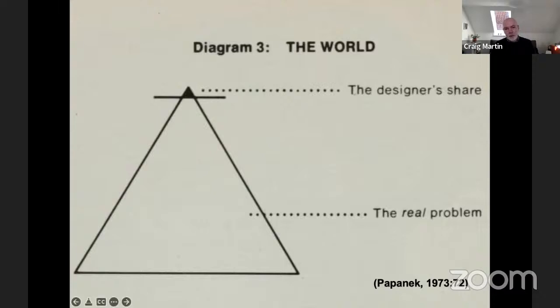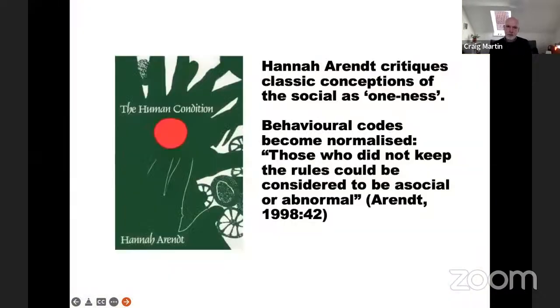So what I've been interested in trying to deal with this notion of the problems that designers encounter in the social world is actually thinking about what do we mean by this problem, this real problem? What are the real problems that designers are engaging with? And one of the ways in which I've been thinking about this is through the work of the philosopher and political theorist Hannah Arendt, and particularly her book, which was originally published in 1958, called The Human Condition.